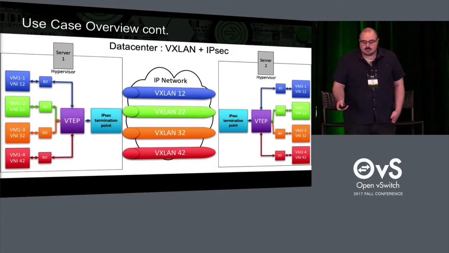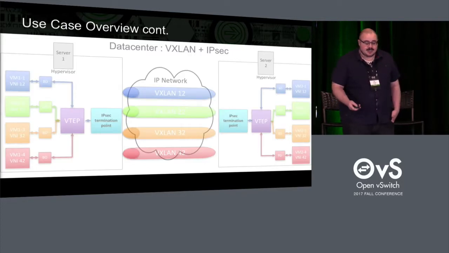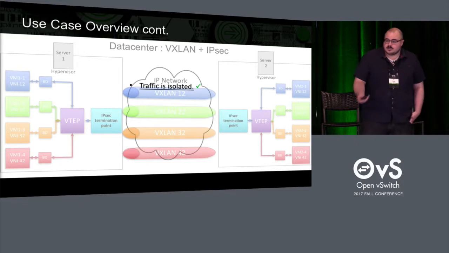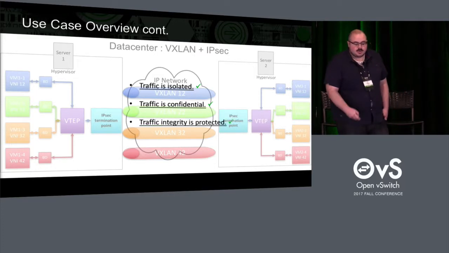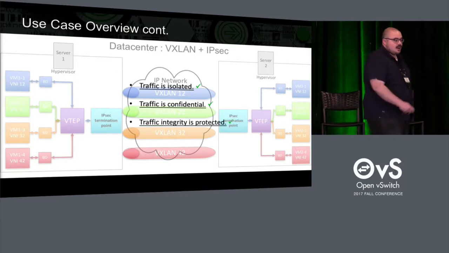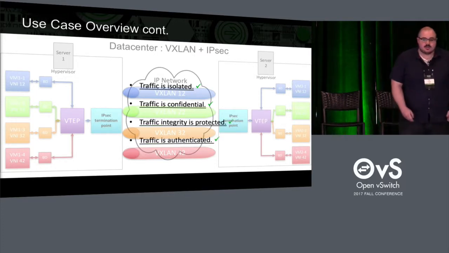You still have your VTEPs, but now we brought in IPSEC termination points on either server. And the idea here is that IPSEC should be able to provide the isolation. We're using the VXLAN anyway. It should be able to provide the confidentiality. So IPSEC can do cipher and encryption. It should be able to do your integrity using your hash digest. And finally, it'll be authenticated.